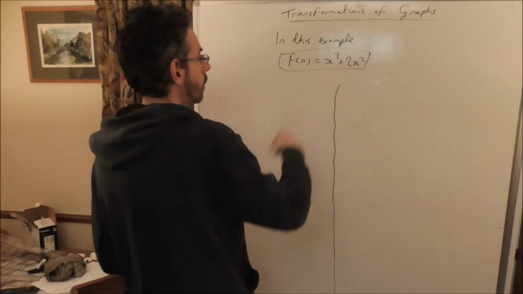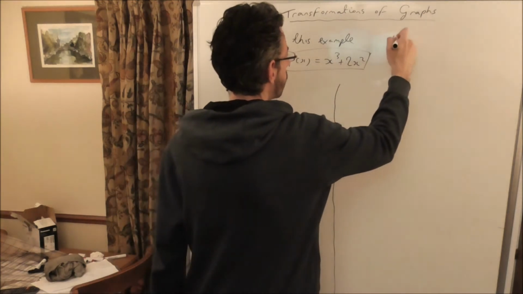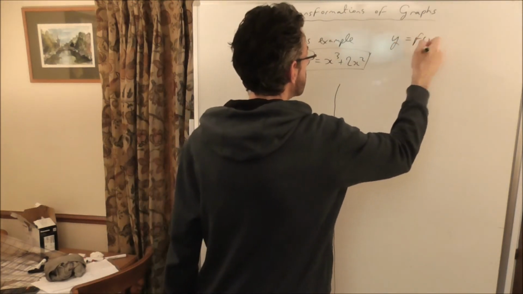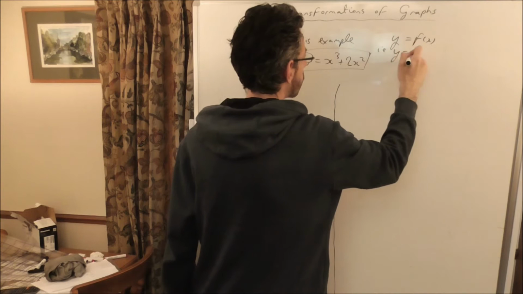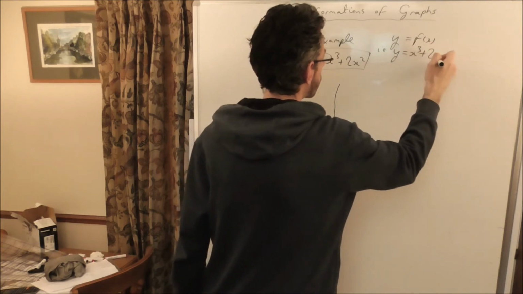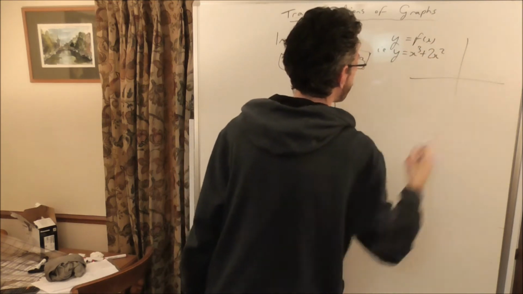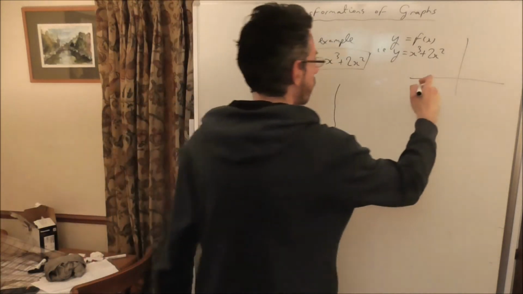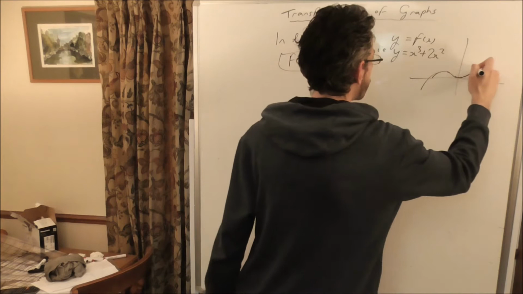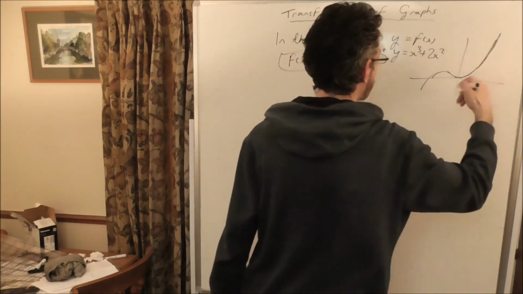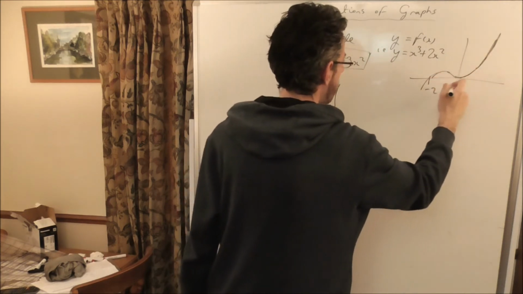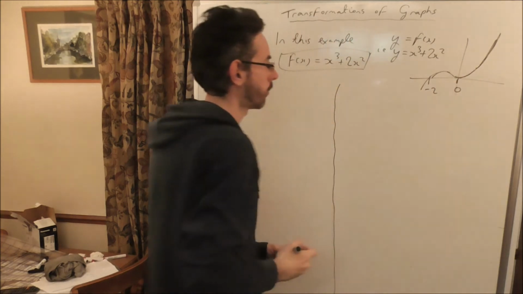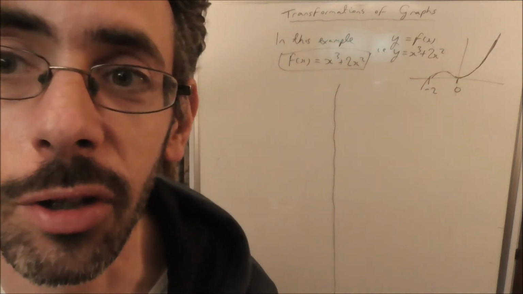Let's try and draw this as a graph. Let's draw the graph of y equals f of x, in other words, y equals x cubed plus 2x squared. The graph looks like this. It's just a very quick sketch. It gets steeper as it goes up, and it crosses the x-axis at -2, and it touches the x-axis again at 0. So that's what it looks like.